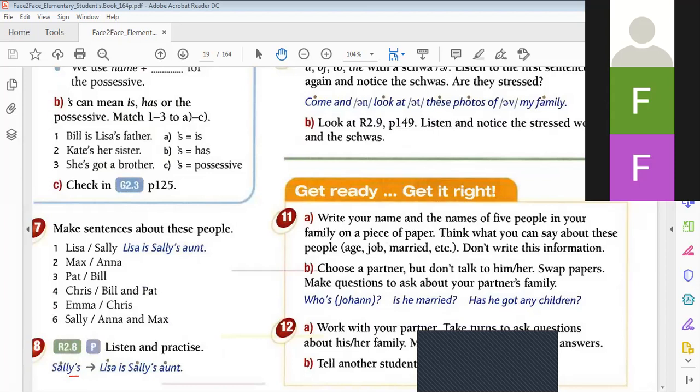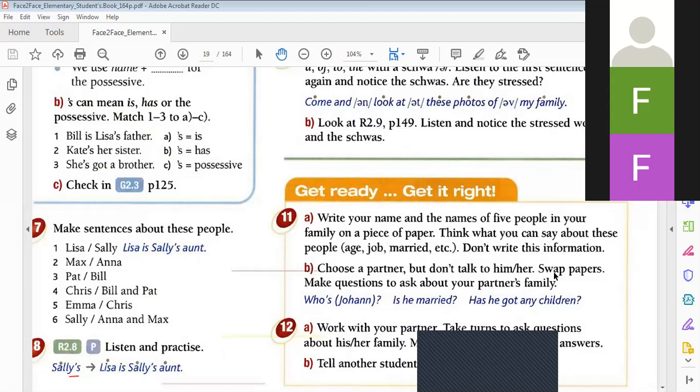Pat's. Chris is Bill and Pat's grandson. Mm-hmm. Okay, Fatima? Chris is Bill and Pat's son. Bill and Pat's? Is he their son or grandson? Grandson. Okay. Omnomedia? Chris is Bill and Pat's grandson. All right.